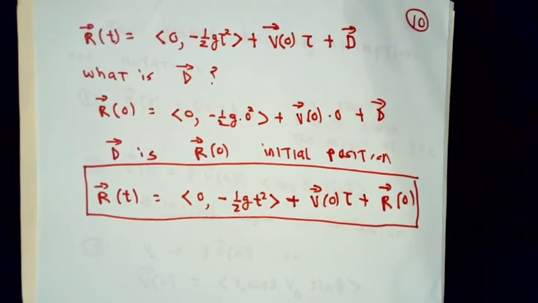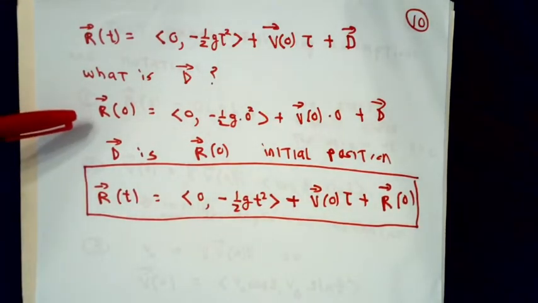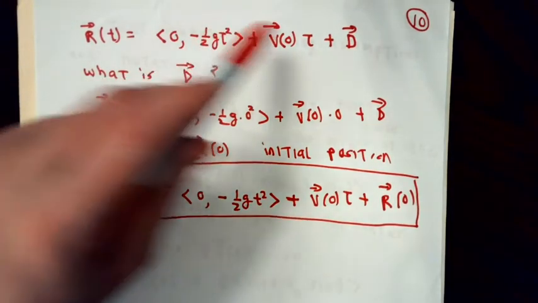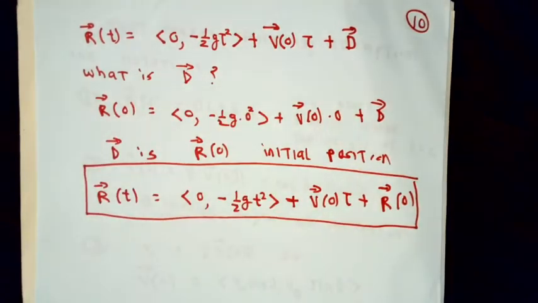What is the significance of d? If we evaluate the position at the beginning of the situation, then this part evaluates to 0, so does that one. It turns out that the d vector is just the initial position vector. It's r evaluated at t equals 0. So we can summarize what we have figured out with the equation that's in the box.